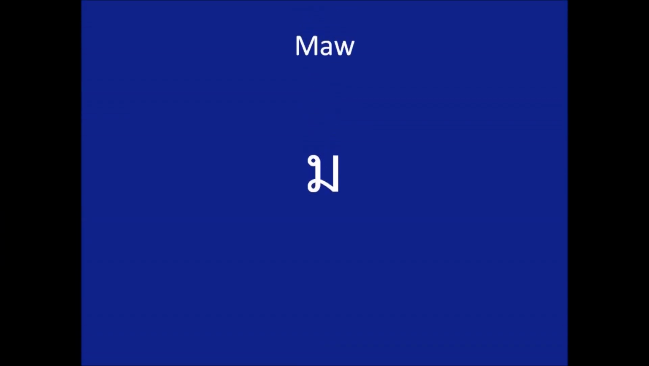มอ ม้า, which means horse. ยอ ยักษ์, which means giant.